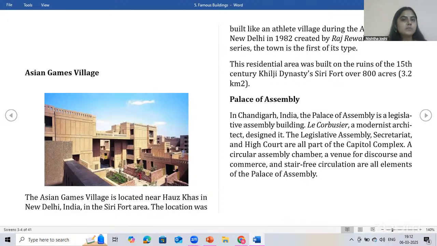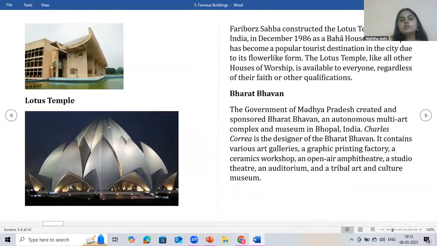Previously, a question has been asked by just showing the image of that chamber, and the question was to identify the monument. Next famous building is Lotus Temple. Last year in 2024, we had a question regarding Lotus Temple that asked about the cladding material present in the shell roof of Lotus Temple.